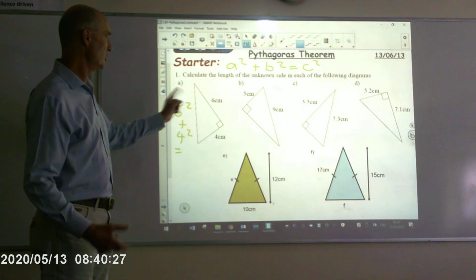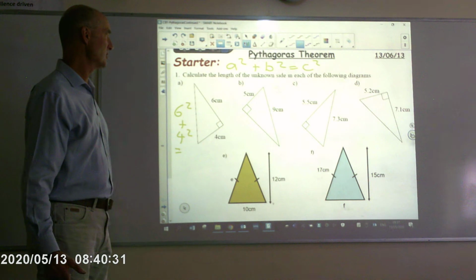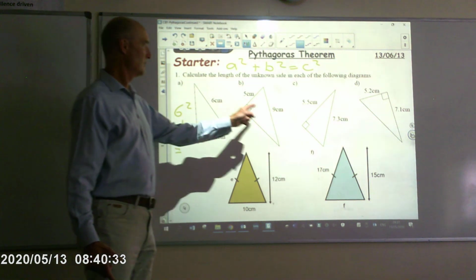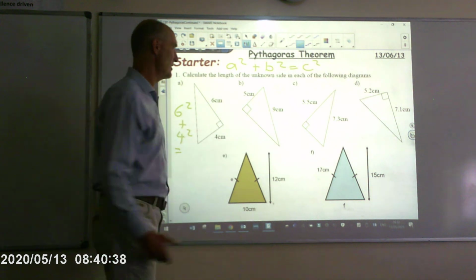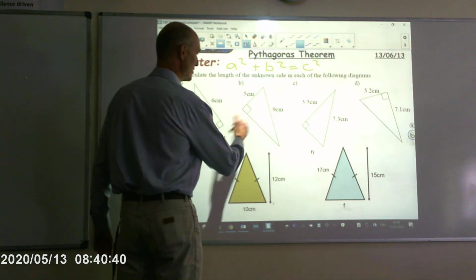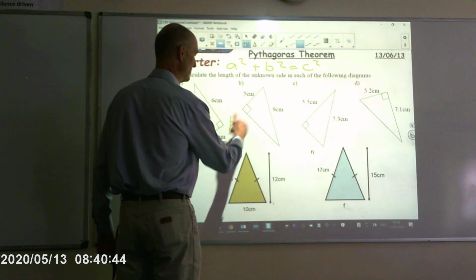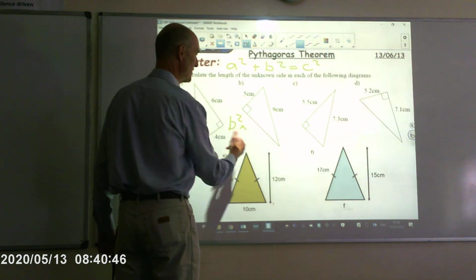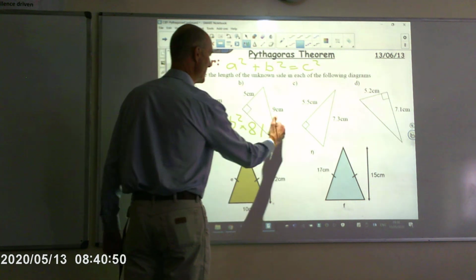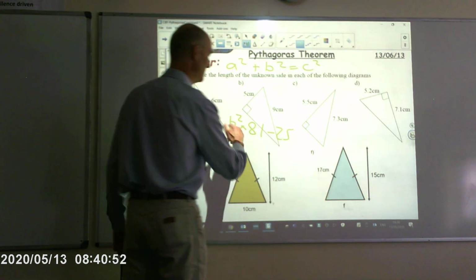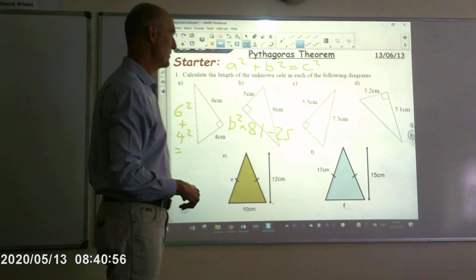Okay, solutions. 6 squared plus 4 squared will give you the solution to this one. Now this one, we've got a short side that we don't know. We know a long side. So our short side squared is the long side squared, so it's 81, take away the short side squared, so it's 25. That will give you b squared. You've then got to work out the value of b.